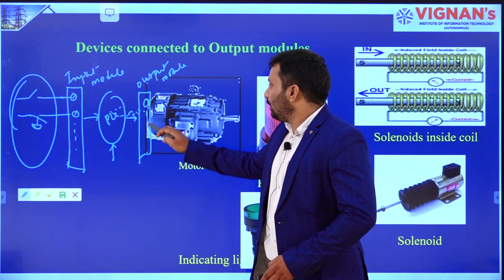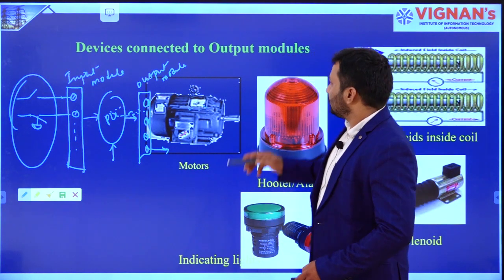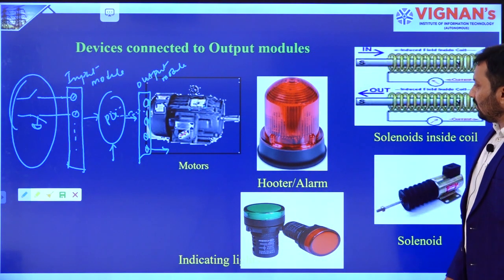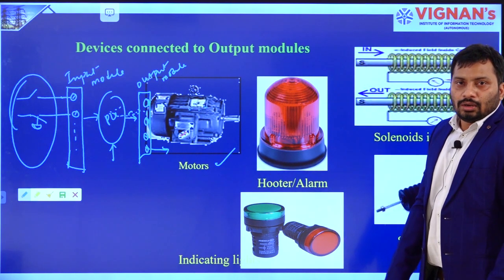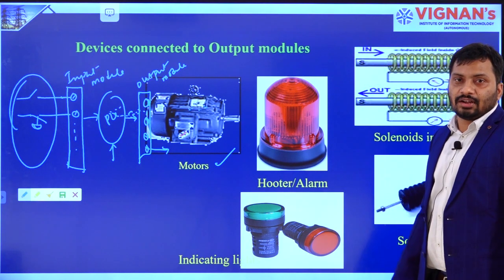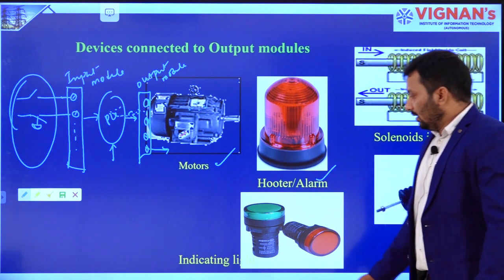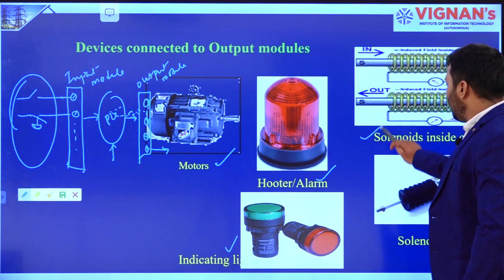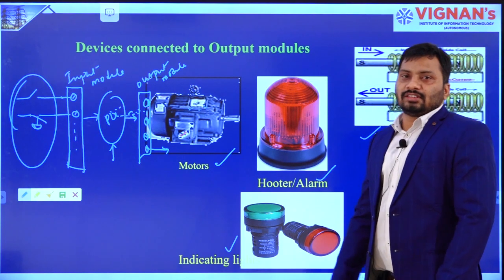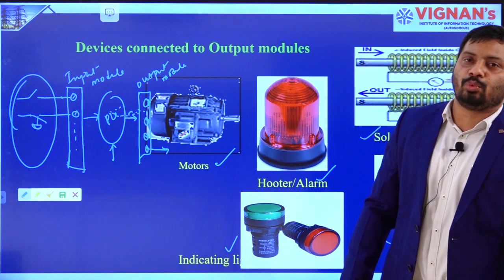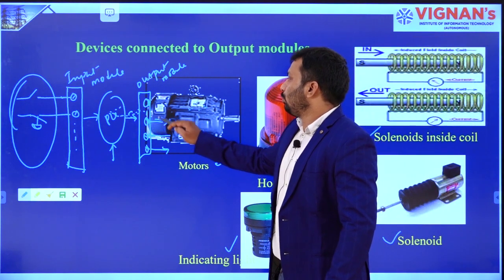This output module also has some terminals, and it is connected with output devices. What are these? You can see different output devices here. Motor is an output device, right. Motors have different applications in industry to control different things. Alarms, indicating lamps, solenoid valves, solenoid switches, all act as output devices to control different things at the output end in industry, right. These output devices are connected to this output module, right.